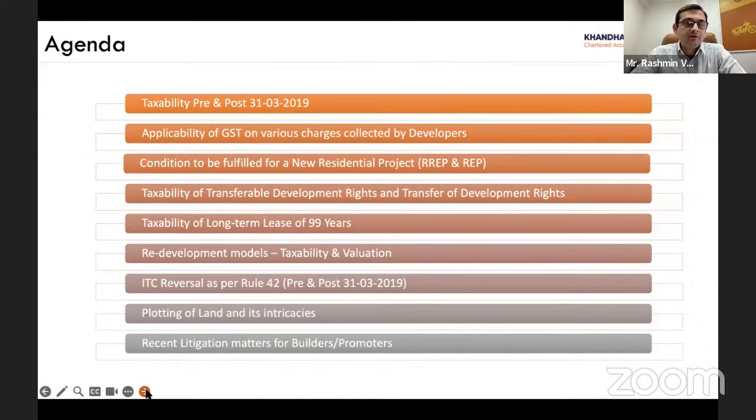We'll discuss briefly transfer of development rights and transferable development rights, long-term leases that are applicable in the real estate industry, redevelopment models, taxability and valuations. We'll also deal with Rule 42, that also pre and post 1/4/2019. Plotting of land, one of the most talked about topics so far as real estate is concerned, and certain recent or major litigations that are faced by the developers or pending with the various courts.